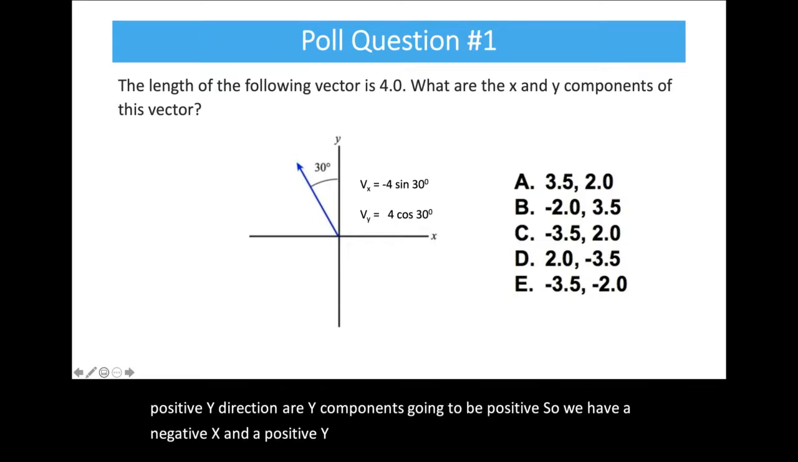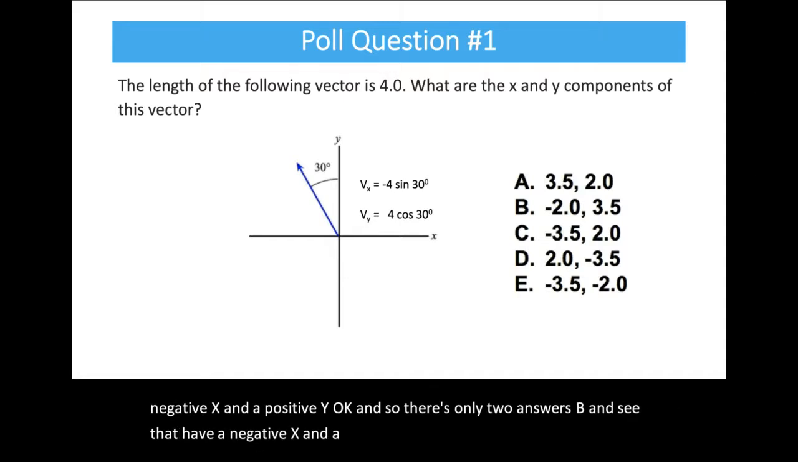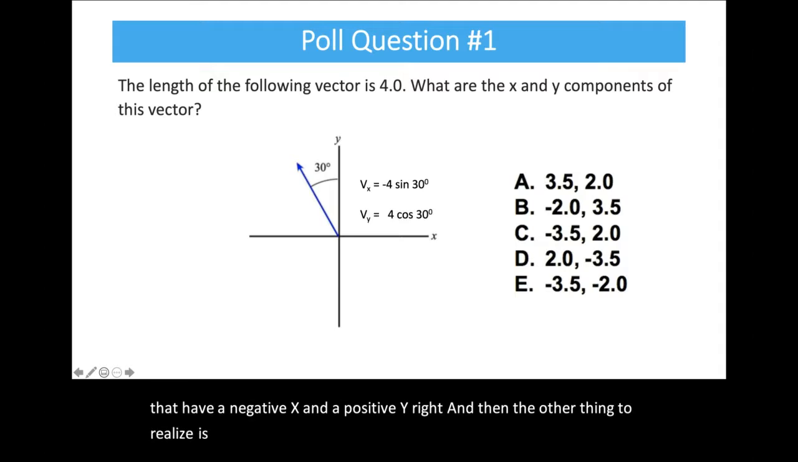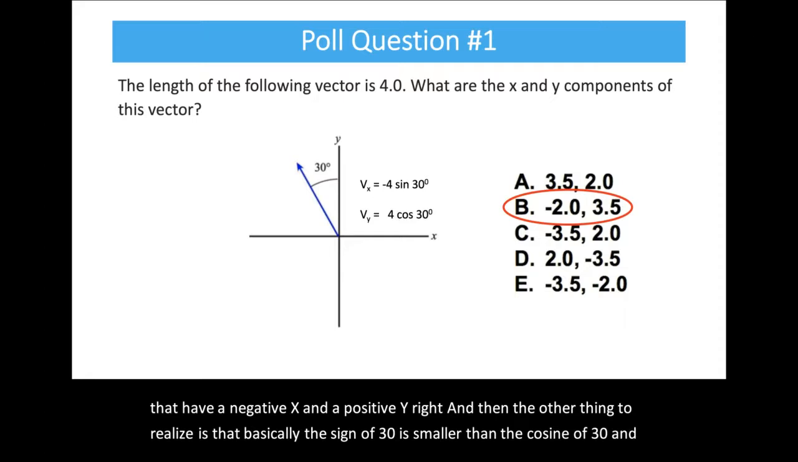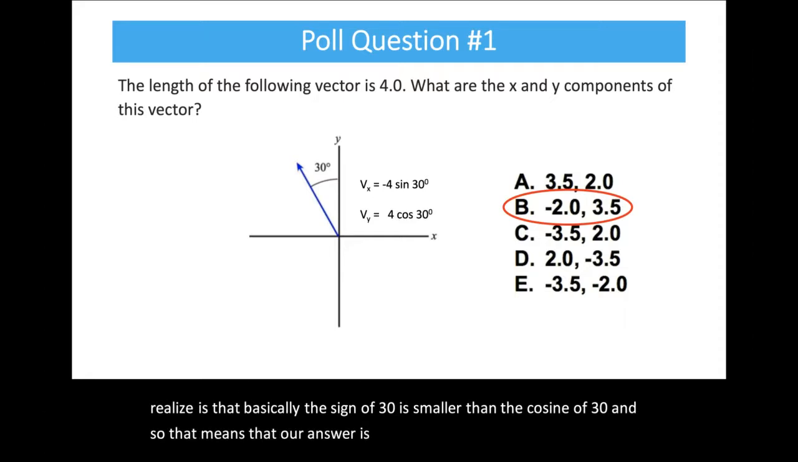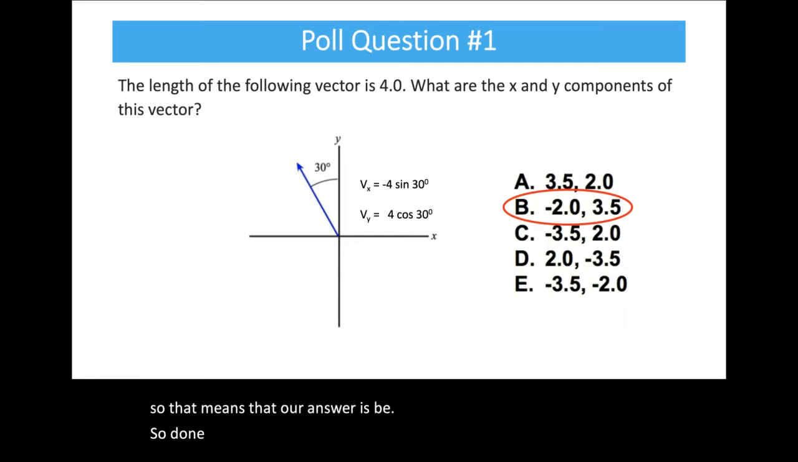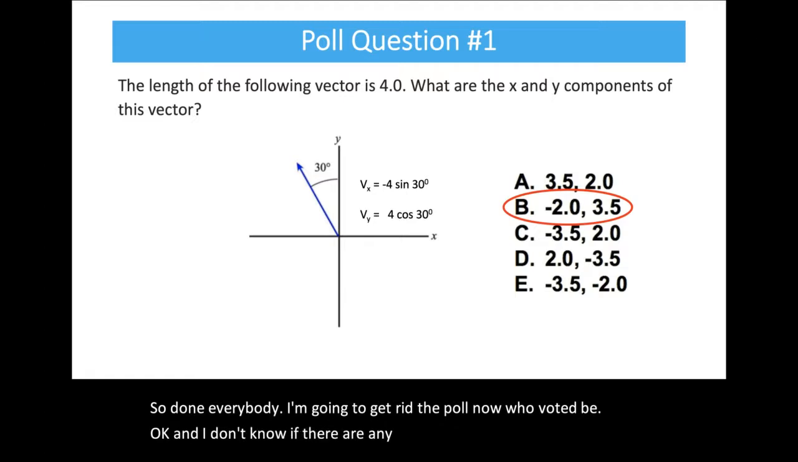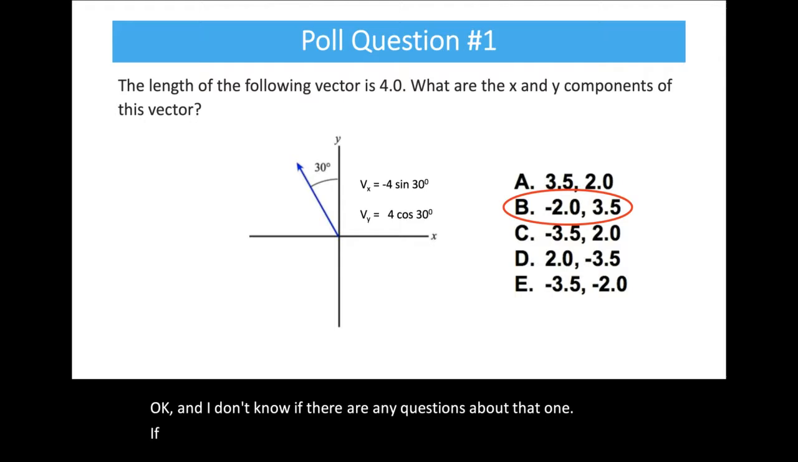Okay, and so there are only two answers, B and C, that have a negative x and a positive y. And then the other thing to realize is that the sine of 30 is smaller than the cosine of 30. And so that means that our answer is B. So well done, everybody. Who voted B? I don't know if there are any questions about that one. If not, we're going to keep going.